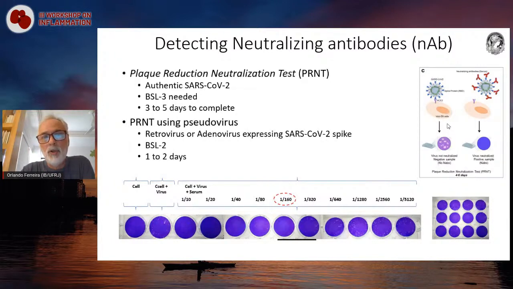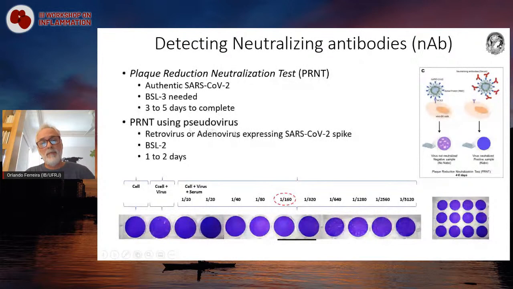And here I'm showing you two of the four assays that the paper mentioned. One is the plaque reduction neutralization test that measures the inhibition of the penetration of the virus in viral cells and uses the authentic SARS-CoV-2 virus in a BSL3 facility. So it takes 3 to 5 days to complete the work, and it's not easy to perform. It's very time consuming and has biosafety issues.